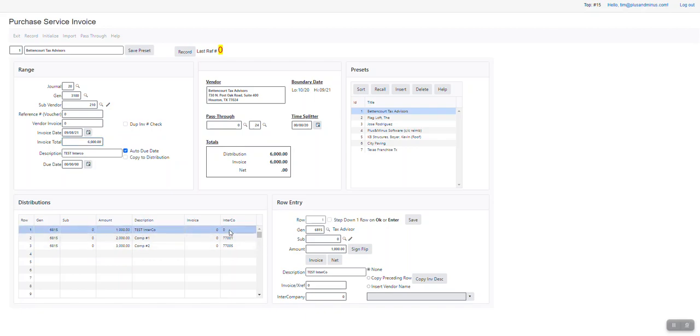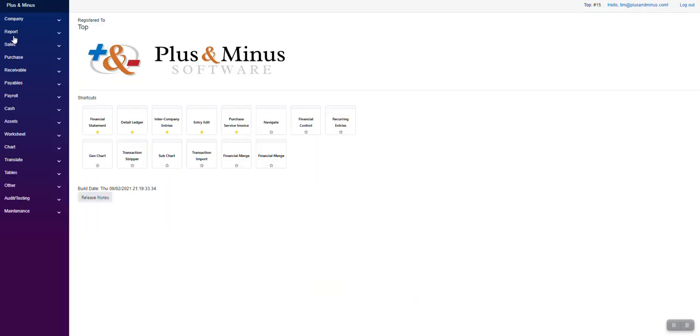This 0 means we're going to record this in the host company, which we're in right now, which is top. The $2,000 will go to company 1, and that's subsidiary number 77001. That's the sub number. And then company 2, the $3,000 will be recorded into company 2. We're going to use the current date, which is right here. We're going to click record, and it's now recorded in all 3 companies.